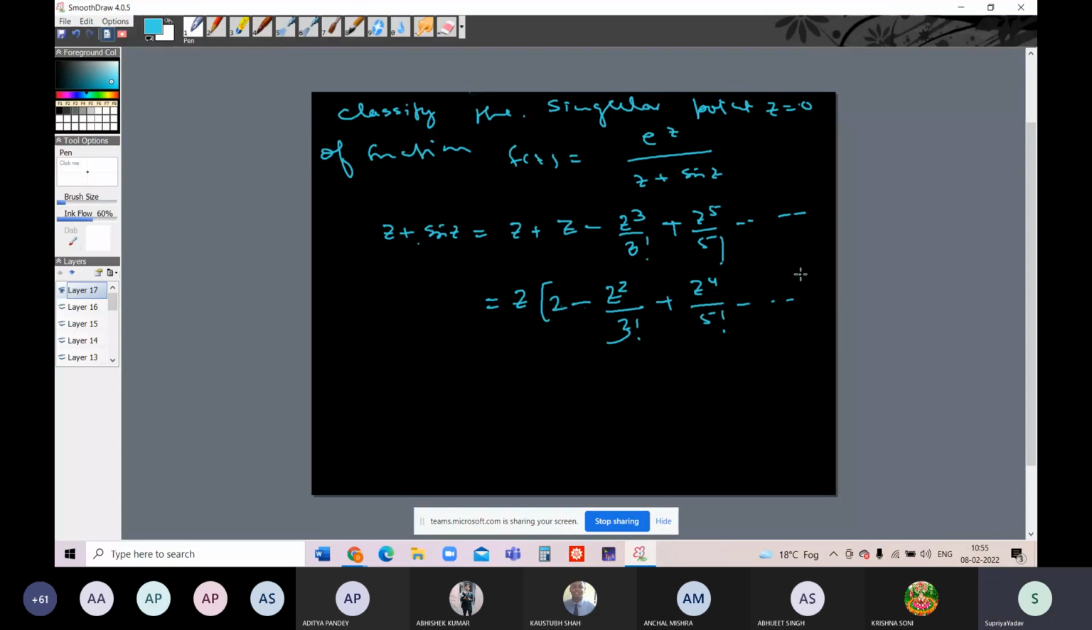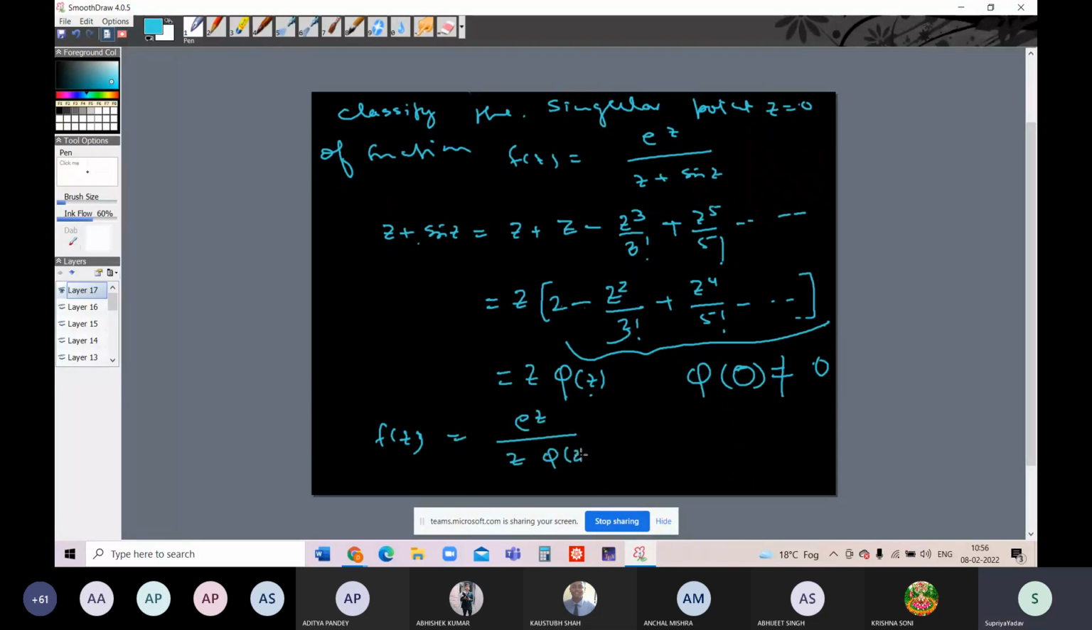You can see that when we substitute z is equal to 0, this part will be non-zero. So we can write it as another function z into phi(z), where phi(z) at the point 0 is non-zero because phi(0) will be 2, which is a non-zero quantity. So in place of z plus sine z, I am substituting z into phi(z), where phi(0) is non-zero. So f(z) is exponential z upon z into phi(z). And you know that exponential z at 0 is also a non-zero quantity.